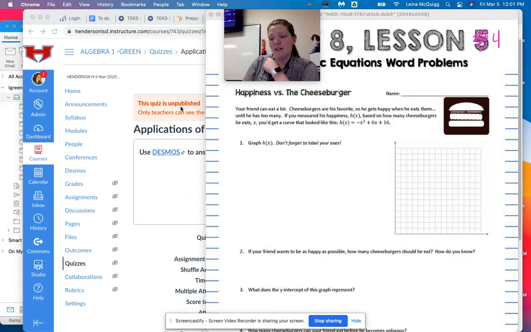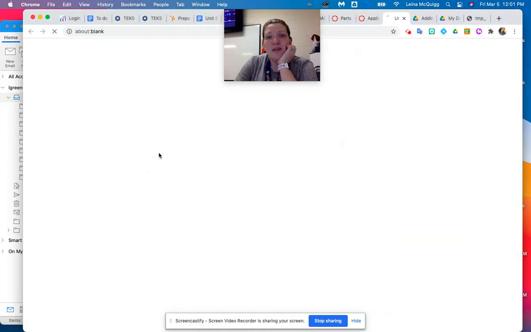So first, let's label our axes. We know that the one that goes side to side is x, and the one that goes up and down is y. Or we could also say this is h of x. That's okay too. h of x and y are the same thing. And then I'm going to go to Desmos, and I want to show you guys how to do something in Desmos.